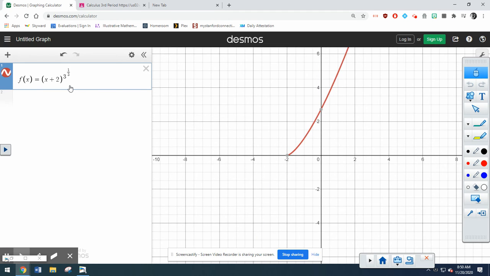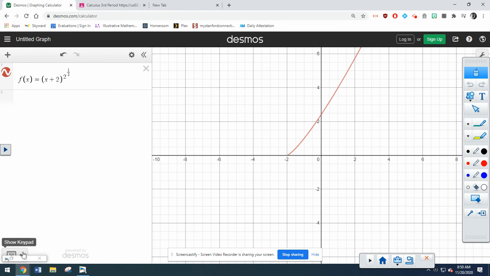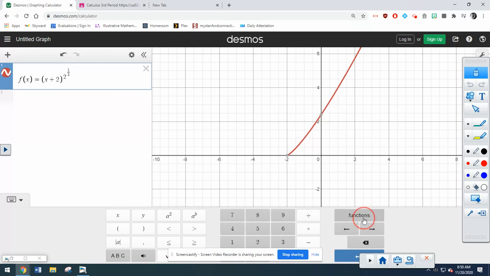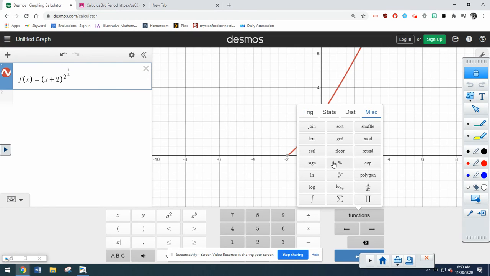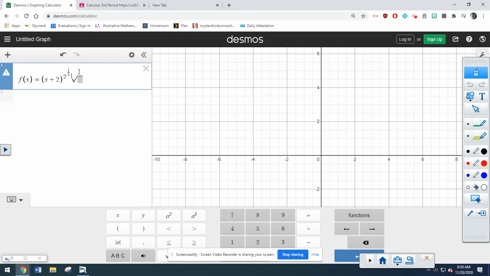And yeah, there is a way to do that. Cubed root, it's going to be right here. So I could have gone to miscellaneous and then this root. And so I could have done cubed root. I could have typed it in like that.